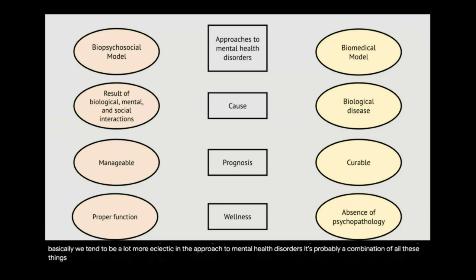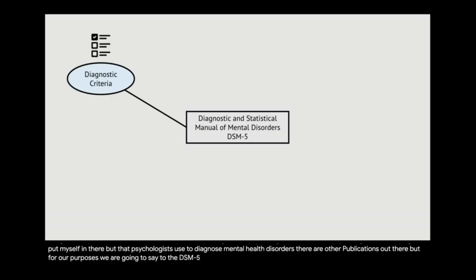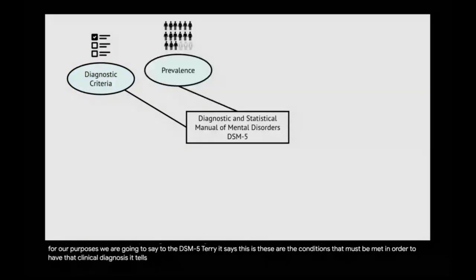So, okay. It's the DSM-5 that we use specifically, we being clinical psychologists. I'm not a clinical psychologist, so I'm not trying to put myself in there, but that psychologists use to diagnose mental health disorders. There are other publications out there, but for our purposes, we are going to say it's the DSM-5. It has diagnostic criteria. It says these are the conditions that must be met in order to have that clinical diagnosis. It tells you how prevalent it is. In other words, how often does it appear in the population?